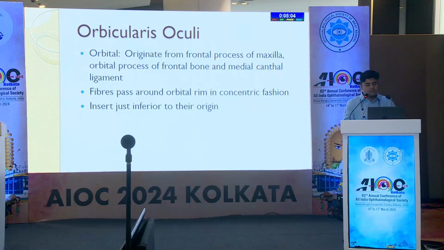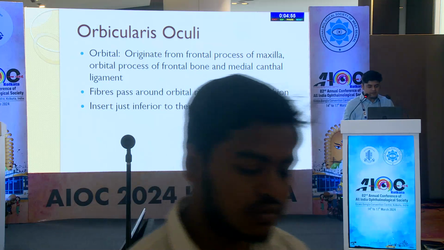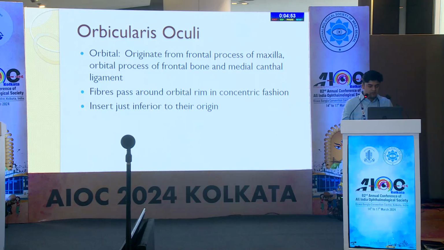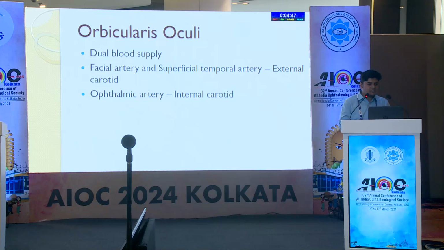The orbital part originates from the frontal process of the maxilla, and fibers pass around the orbital rim in a concentric fashion, and without any delay, it inserts just inferior to the origin, with concentric arrangement around the eyelid margin. So orbicularis is actually a sphincter muscle. It has dual blood supply from both the external carotid and the internal carotid system.